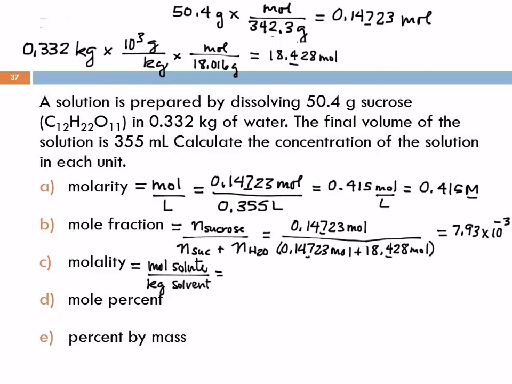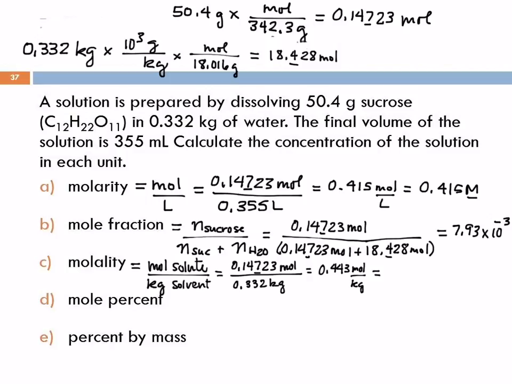So we've got this information. Here's the moles of solute, 0.14723 moles, divided by, there's our kilograms of water, 0.332 kilograms. 0.14723 divided by 0.332. So this is 0.443 moles per kilogram.